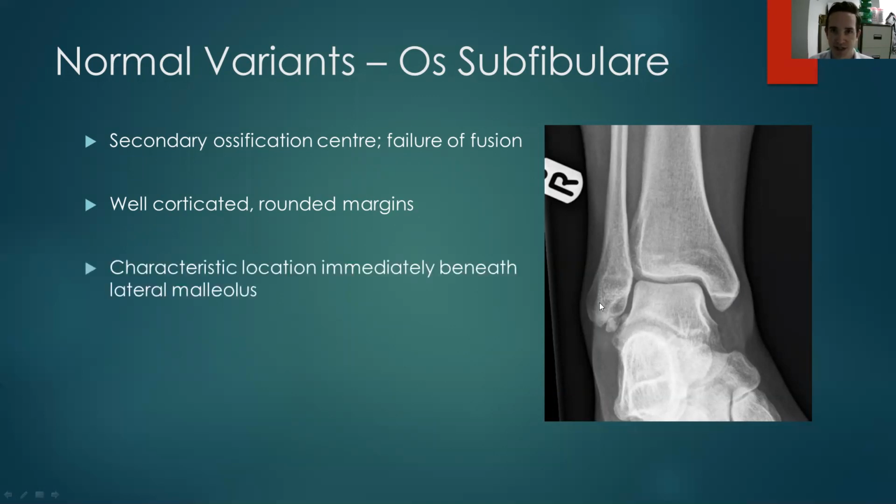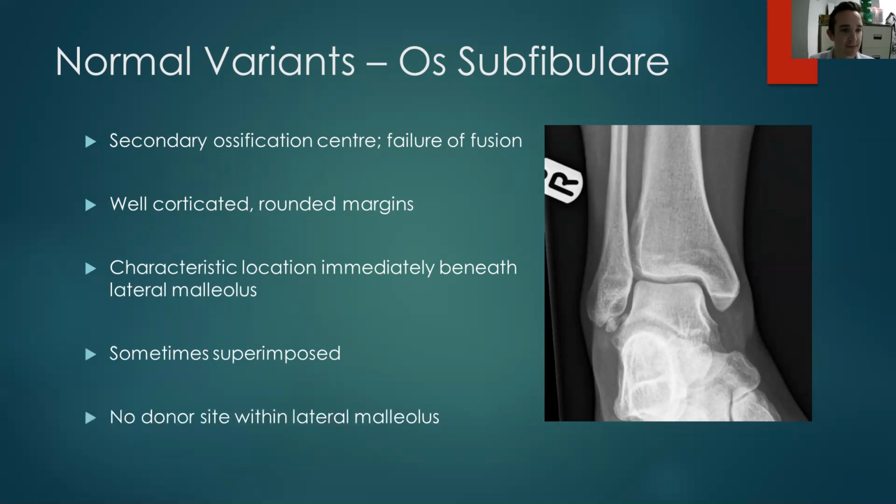It has a characteristic location. It's always immediately beneath the lateral malleolus, and sometimes, as with this example, it actually superimposes. Lastly, we've got no donor site, so there's nothing that that bony fragment belongs to, unlike an avulsion fracture where you can often see where it has exactly come from. It is just superimposing along the top of it.